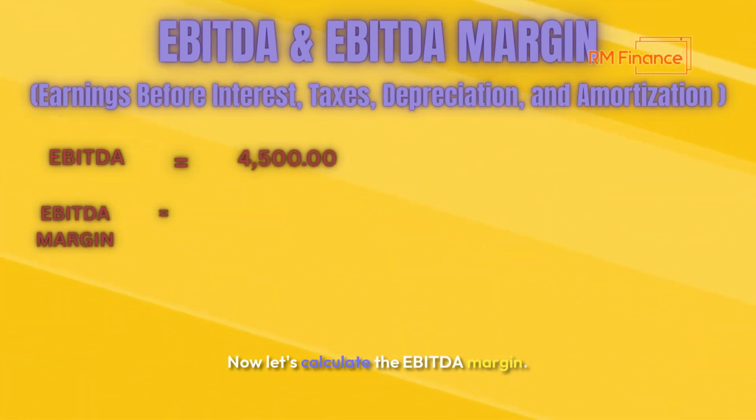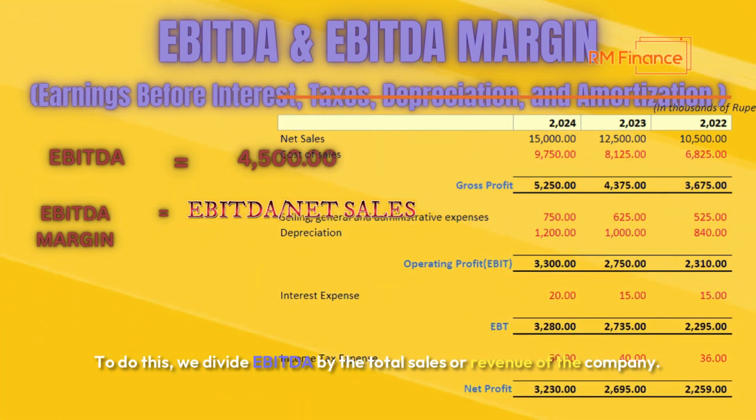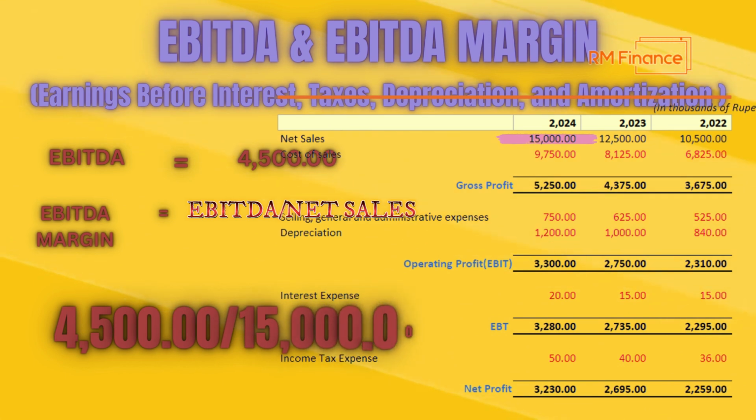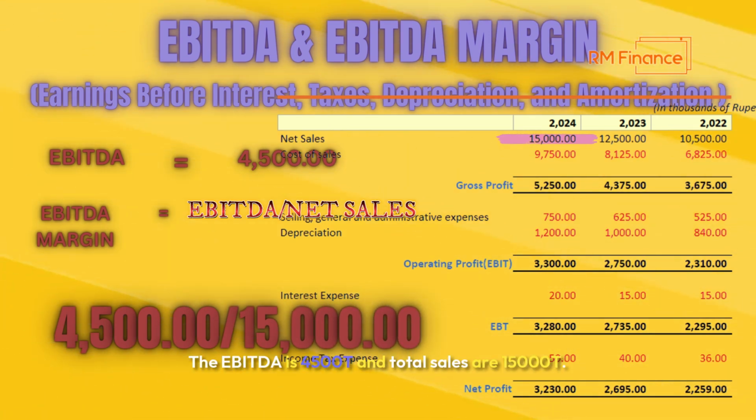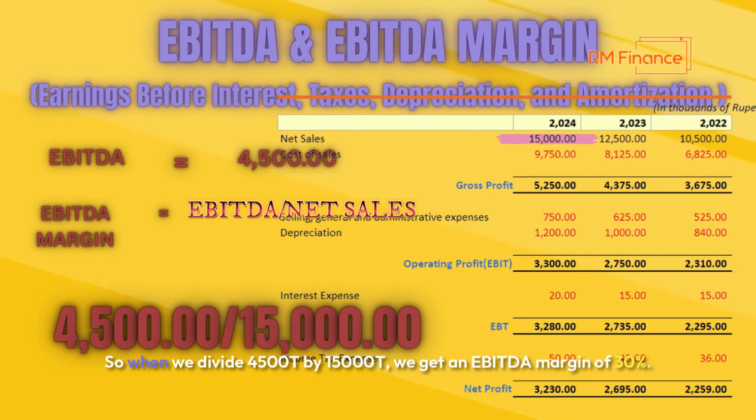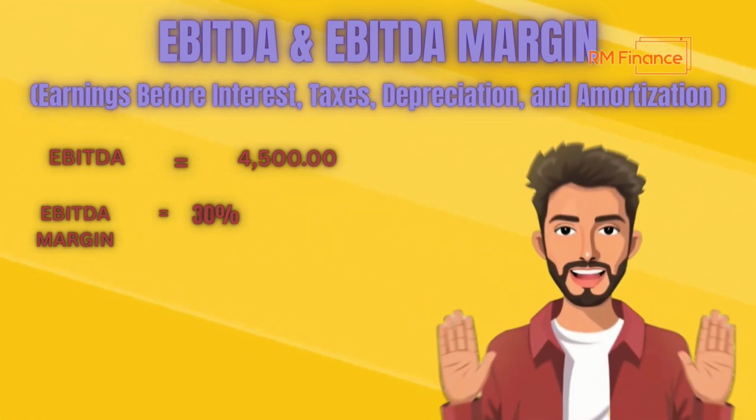Now let's calculate the EBITDA margin. To do this, we divide EBITDA by the total sales or revenue of the company. The EBITDA is 4500T and total sales are 15,000T. So when we divide 4500T by 15,000T, we get an EBITDA margin of 30%.